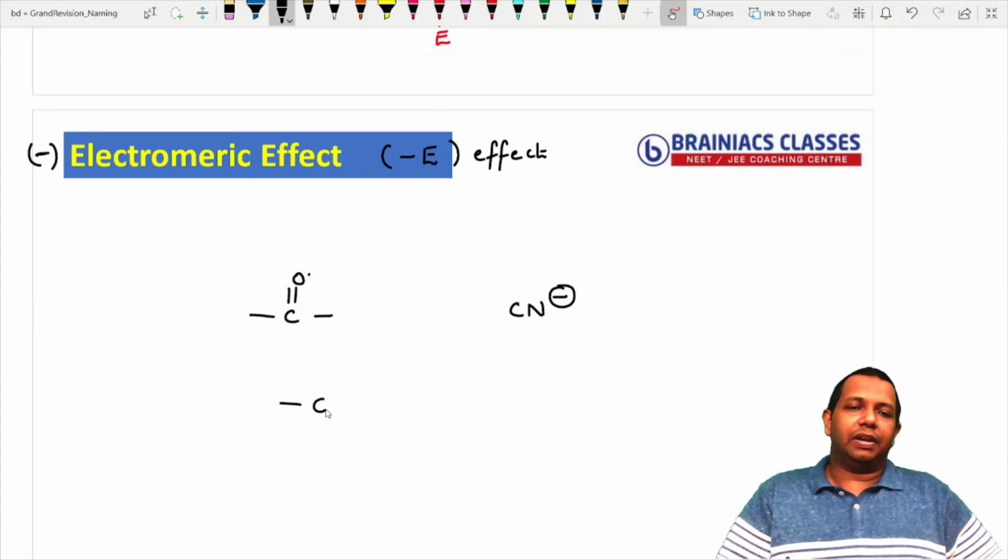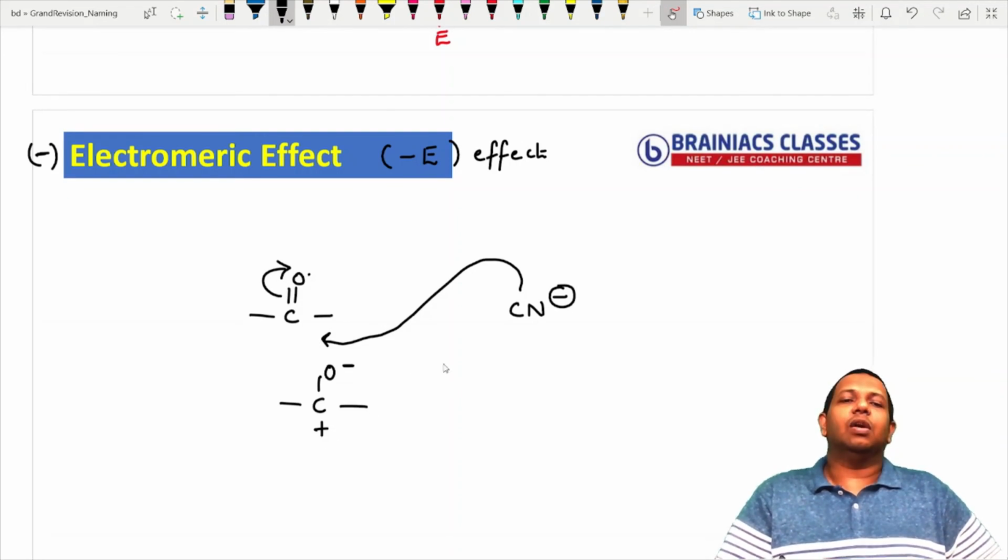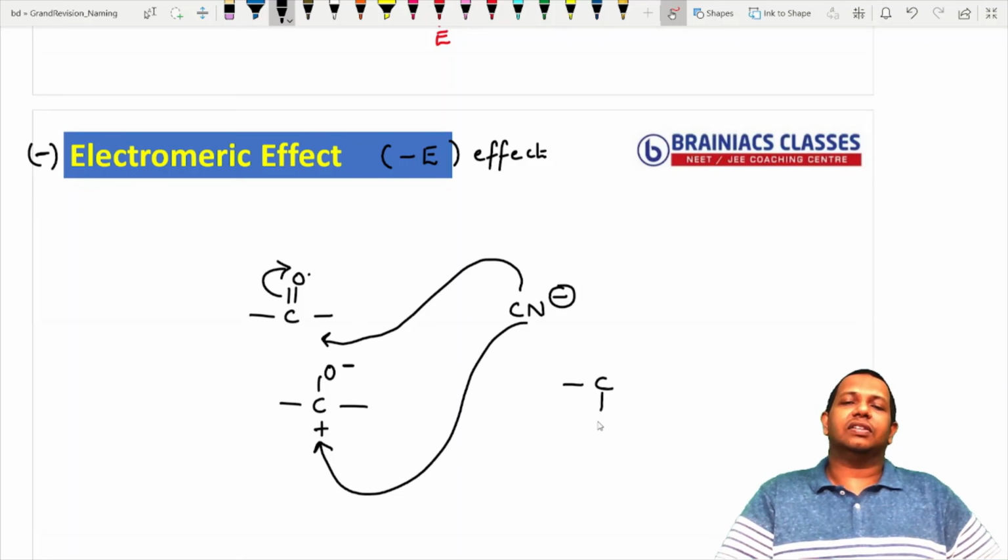So what will happen when this attacking reagent comes near to the carbon? This will polarize in such a way that oxygen will become minus. This will polarize, electron will move towards oxygen, and this will get positive charge. Now we know that CN minus will attack only at the positive charge, so it will come here. So you will get CN here and minus here and O minus.